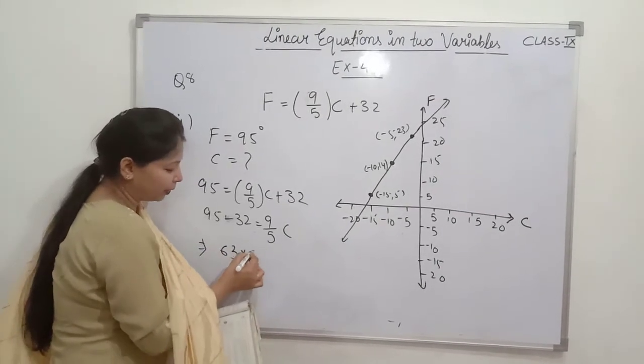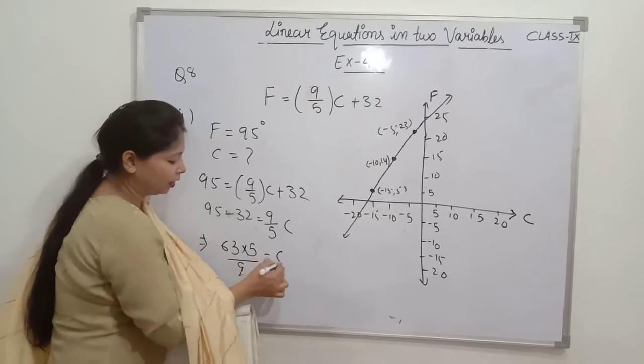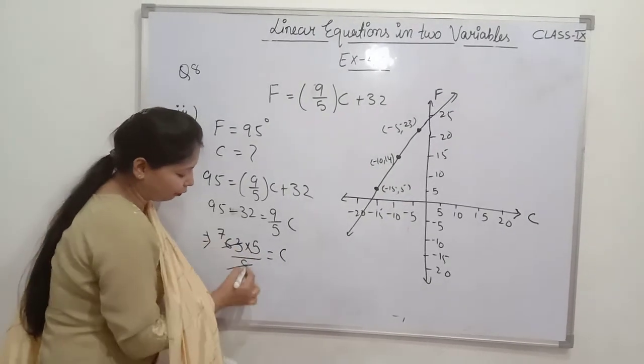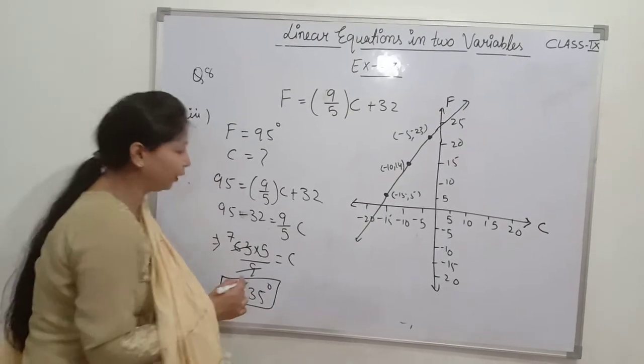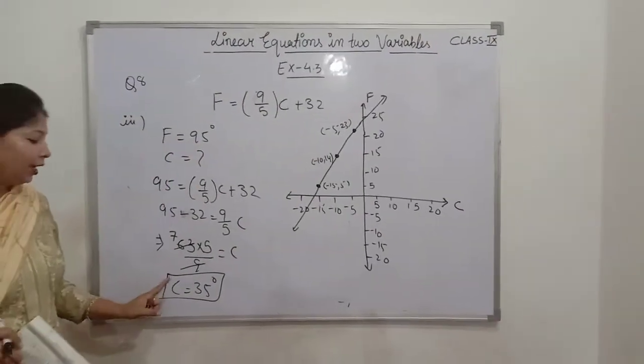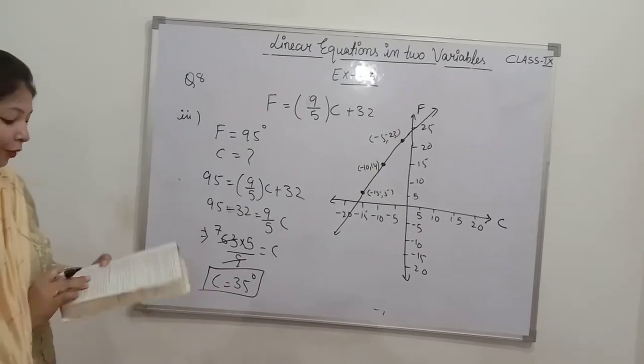Now it becomes 5 upon 9. 9 7s are 63, 7 5s are 35. So C is equals to 35 degree. If the Fahrenheit is 95 degree, Celsius temperature is 35 degree.